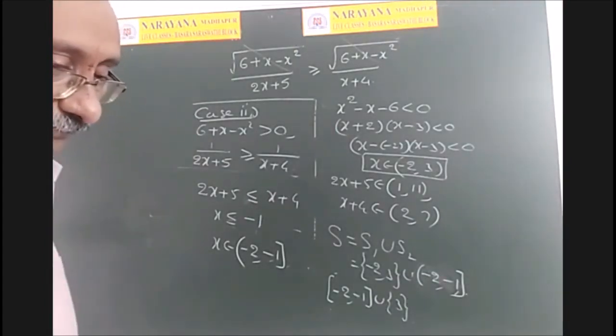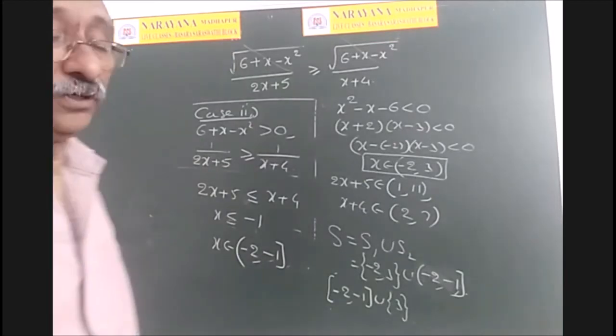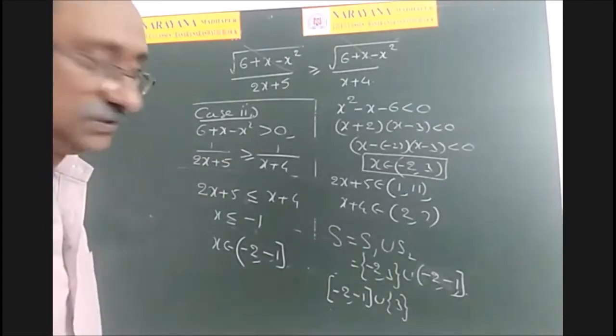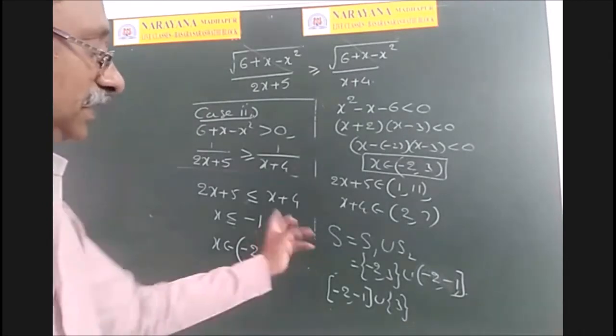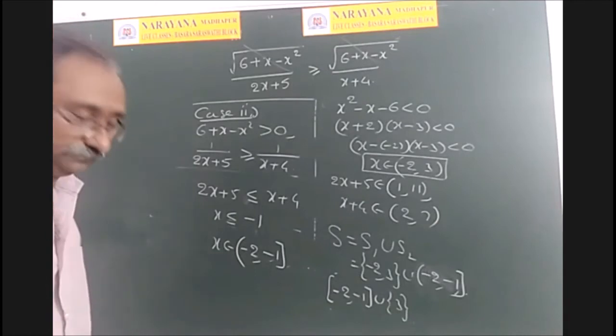Sir, there minus 2 is not included, no, sir? Now minus 2 is included in the first case. Minus 2 is there in the first case. See? Okay, sir. And therefore, finally, minus 2 also must be included, and hence we can write a closed interval.